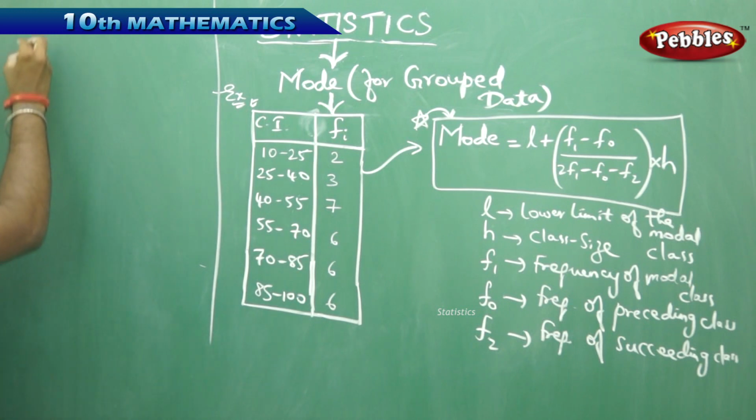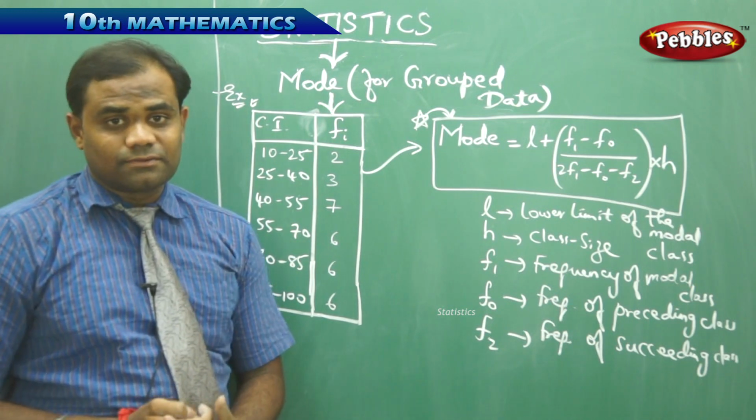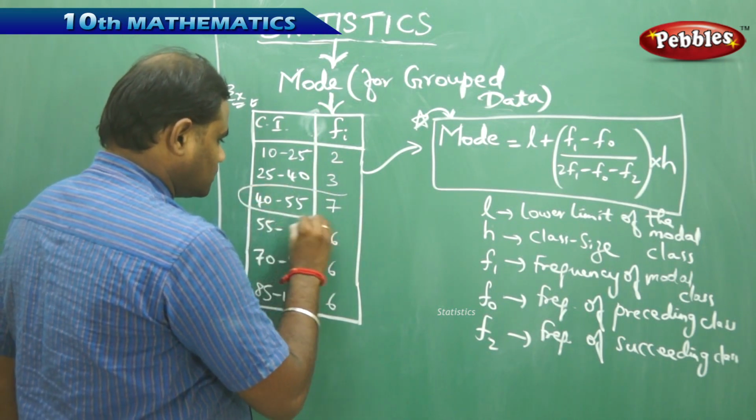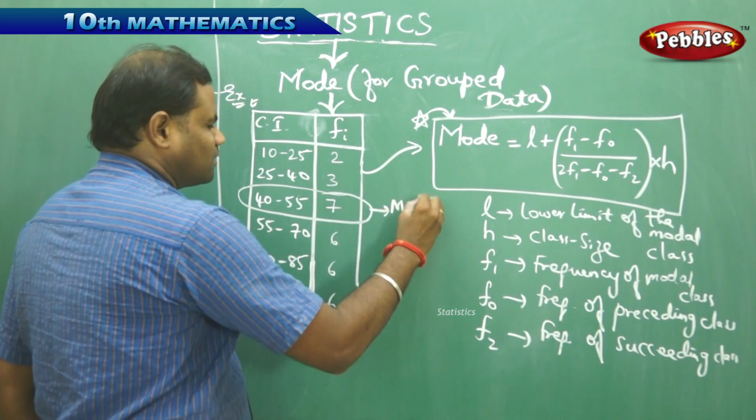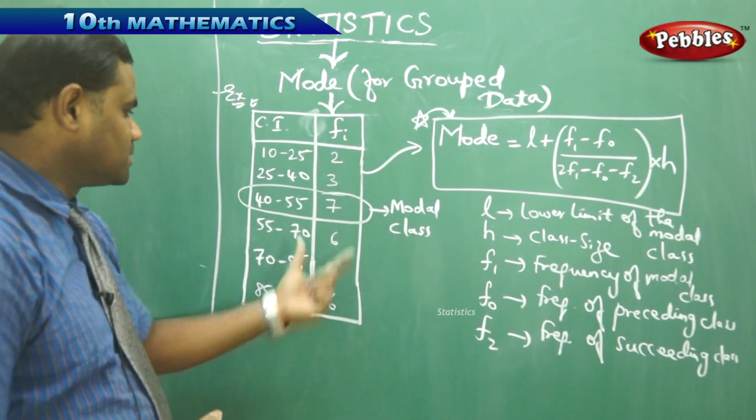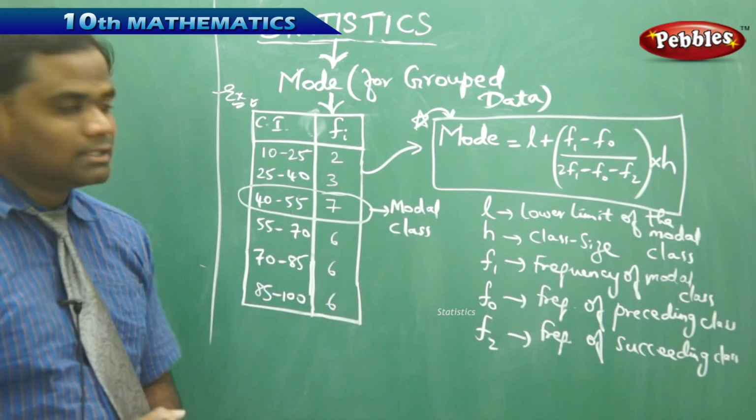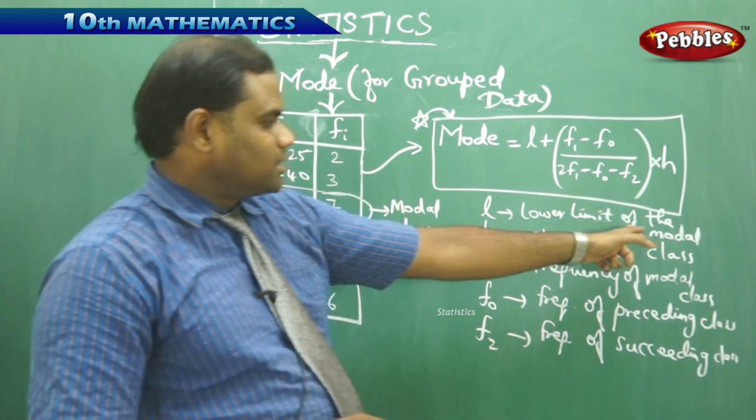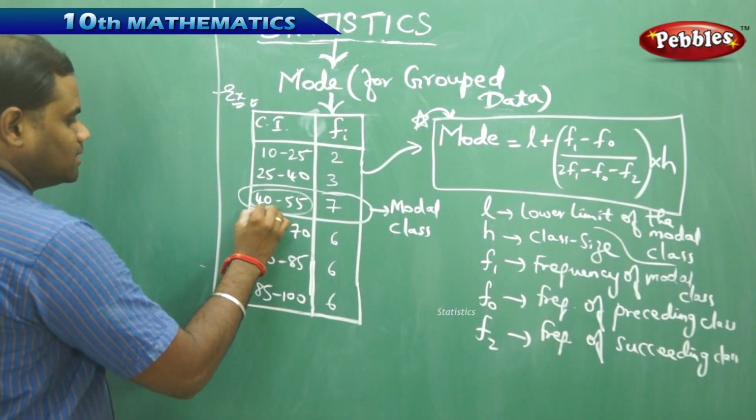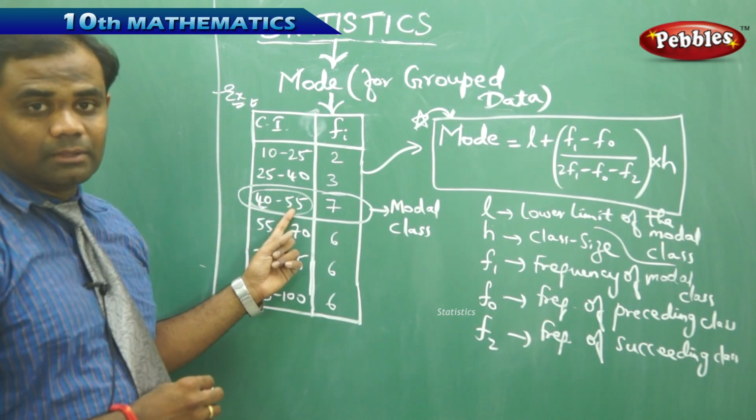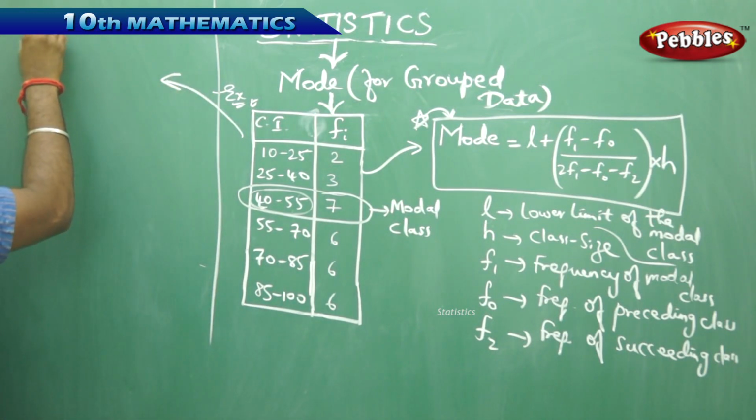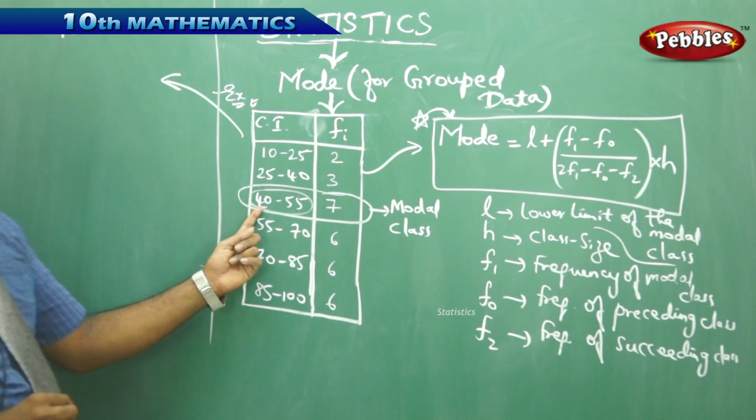As I find here, the model class is the class which has the highest frequency. For a group data, because the frequency is highest here, this class is called the model class. Generally, the model class is identified with its highest frequency. So in this case, my L is the lower limit of the model class. My model class being 40 to 55, the lower limit is 40 and 55 is the upper limit. So L is what I require. Therefore, in this problem, my L is 40.